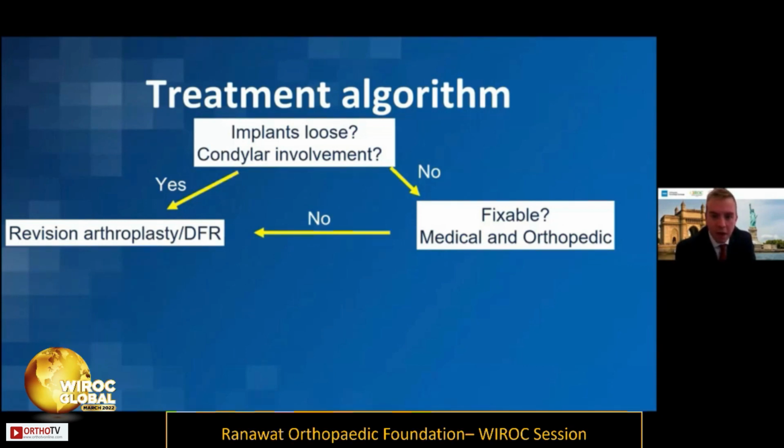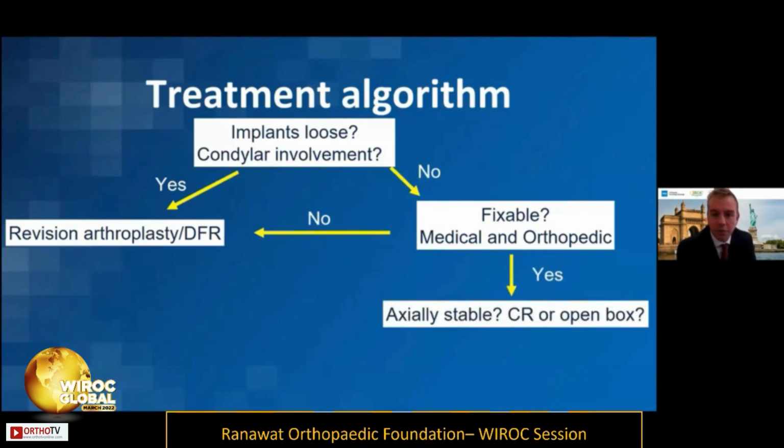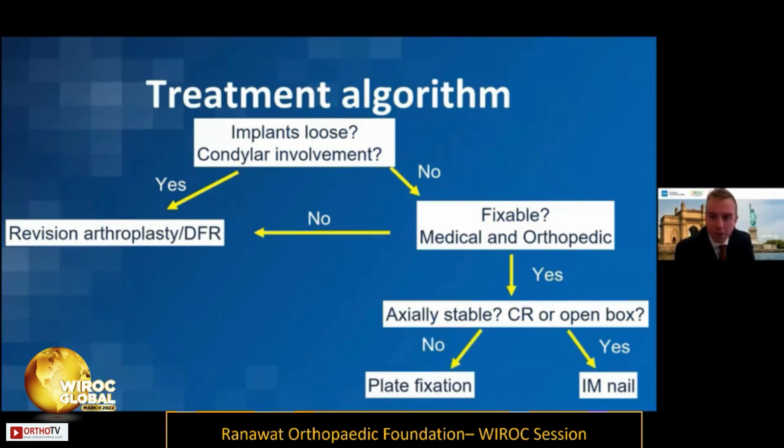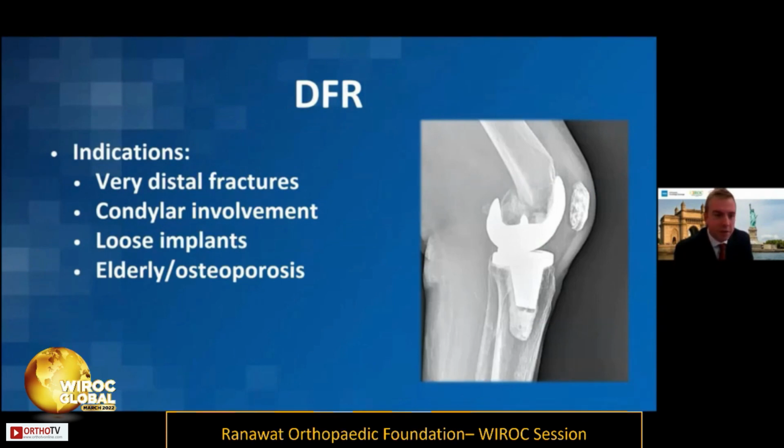If there is remaining bone stock and they're a younger patient who would potentially be able to be non-weight-bearing or partial weight-bearing for a period of time, then you can consider fixation of the fracture. The next question is, is the fracture axially stable, and does the component have a cruciate-retaining or open box design? If yes, you can consider an intramedullary nail, and if no, most of the time plate fixation is the best option. This is the algorithm I use to decide between fixation and arthroplasty, and how to fix these fractures. We'll go over a little bit of each of these in detail.